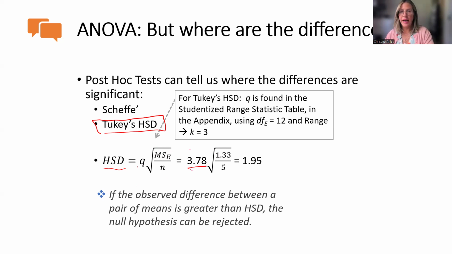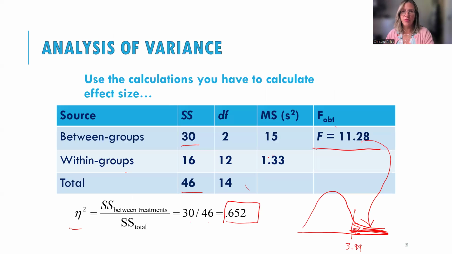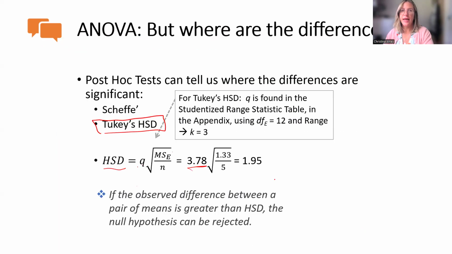So if you go back to your table, you're using this mean square error, 1.33, and you're dividing by sample size. Remember, because it's equal sample sizes, that number's the same for each of those conditions. So 5. Take the square root of that. This square root of 1.33 divided by 5 times 3.78, you get 1.95.